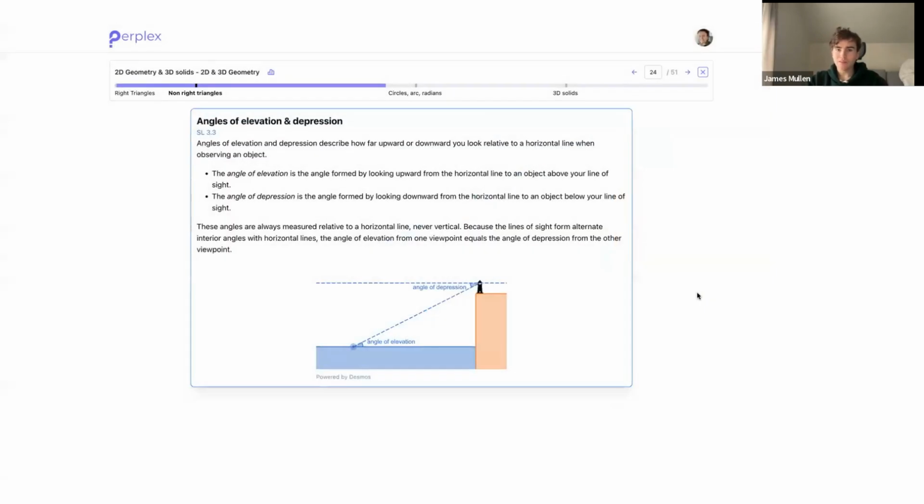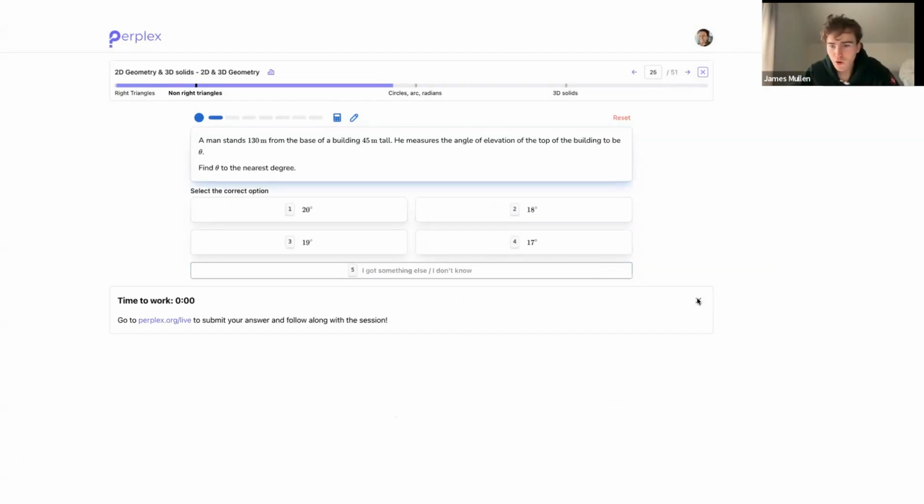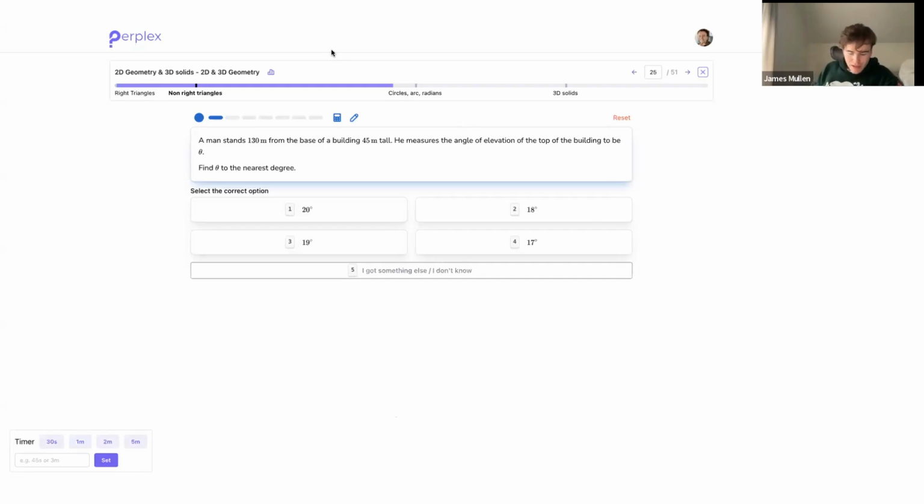Okay, let's move on. I'm going to give you 30 seconds to do this example, and we'll continue. All right, let's go over this example. So I have a man who is standing 130 meters from the base of a building, and the building is 45 meters tall. I'm going to draw this out just so we can picture this one time. It's 130 meters from the base of the building, and the building is 45 meters tall. So this is 130 meters, and this is 45 degrees. And he measures the angle of elevation.